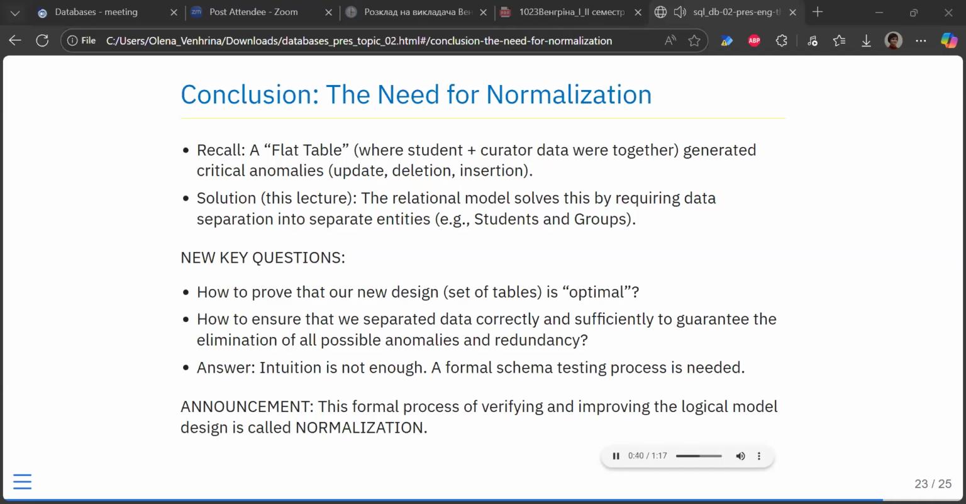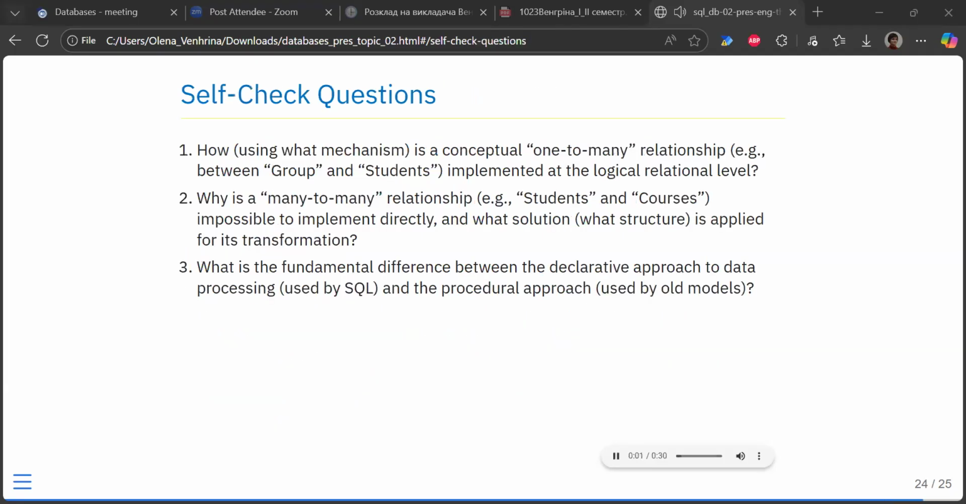But here a key engineering question arises. How do we prove that our new design of two tables is now good or optimal? How to ensure that we separated the data correctly or sufficiently? Where is the guarantee that our new design, which in a real project can consist of 500 tables, does not hide some other more complex anomalies or data redundancy? Here we cannot rely on intuition. We need a formal process similar to a quality test that we can apply to our schema. This formal process of verifying and improving the logical model design is called normalization, and our next lecture will be dedicated to it.